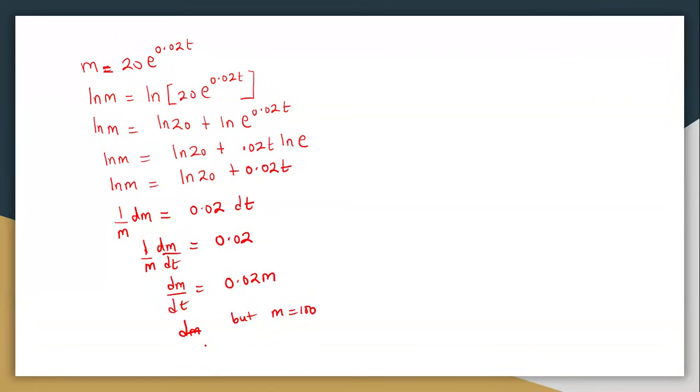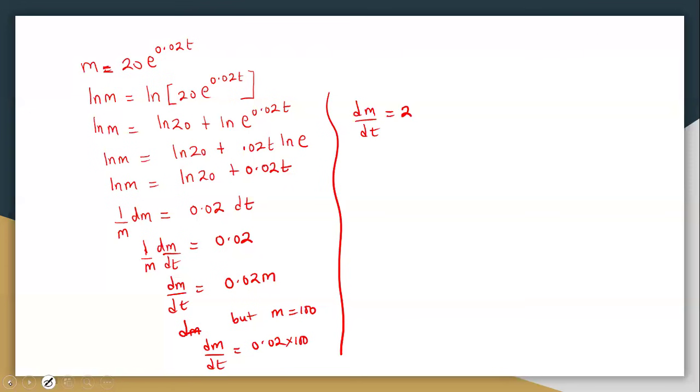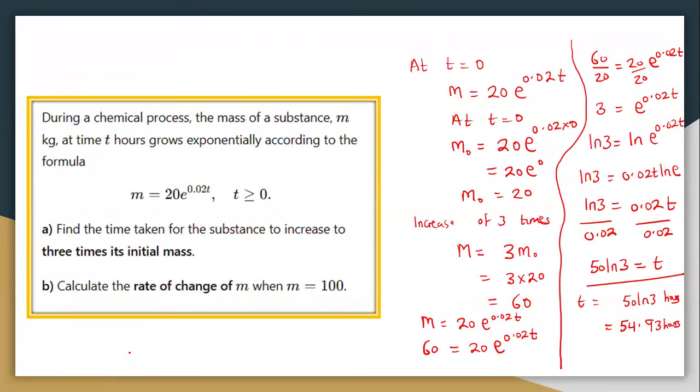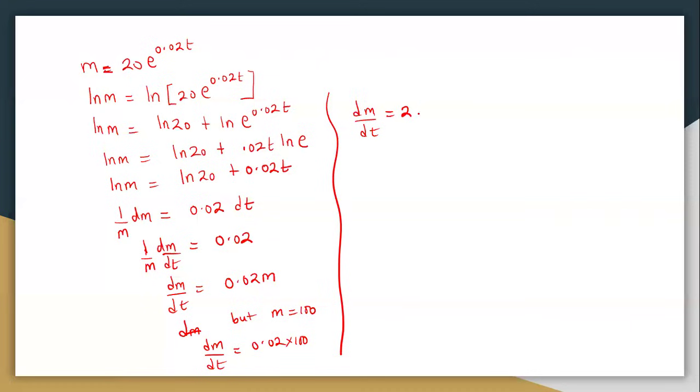So my dm/dt is 0.02 times 100. So my dm/dt is going to be 2 feet per hour. What are the units? We go back, read through. I'm so sorry, 2 kilograms per hour. Kilograms per hour. Thank you so much, Esther.